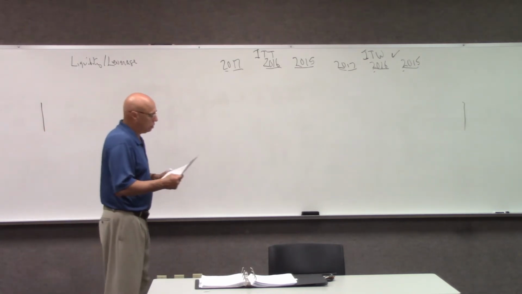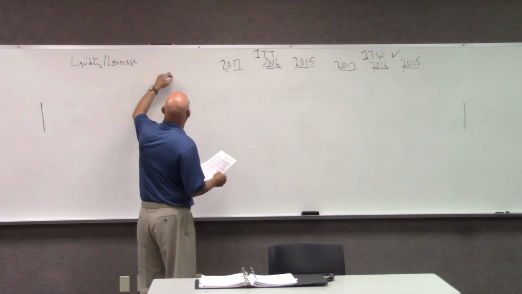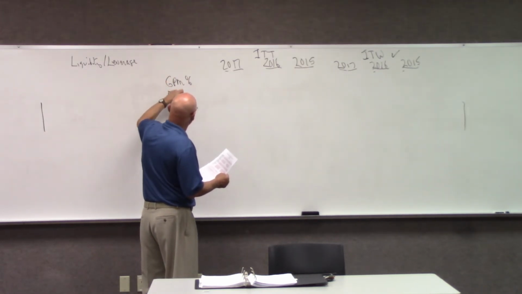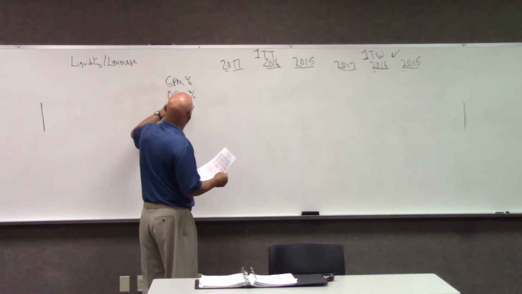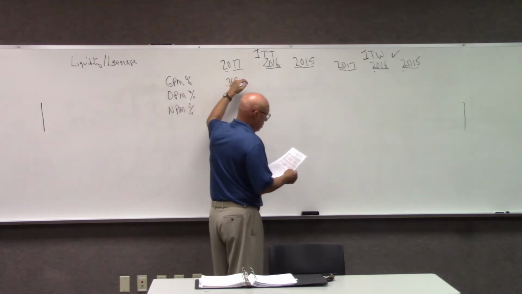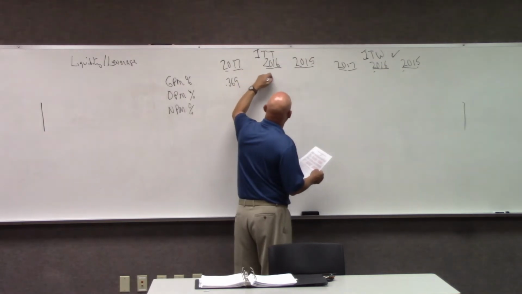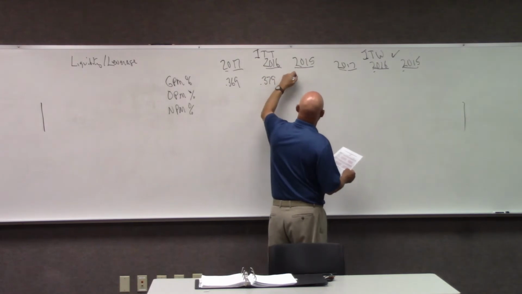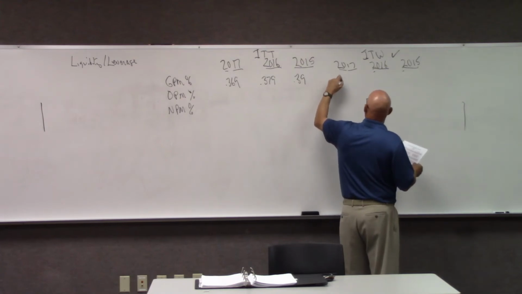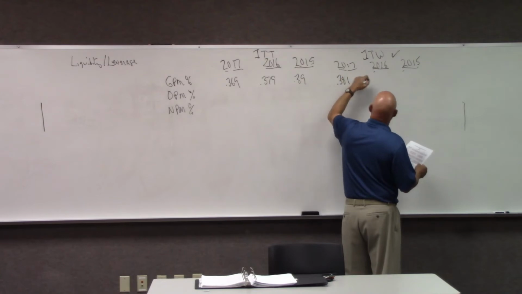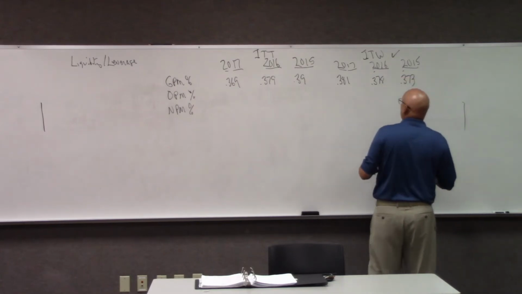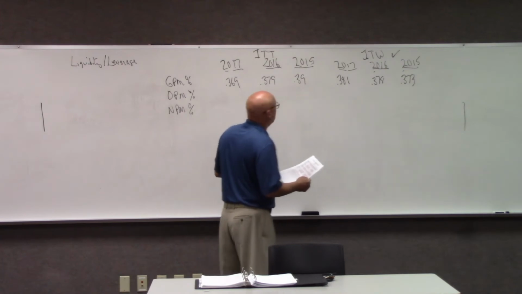We'll take a look. So let's look at profitability. So we have GPM percentage and OPM percentage and NPM percentage. And so 0.369, 0.379, 0.39, we've already calculated for that company before, and we have 0.381, 0.378, and 0.373.